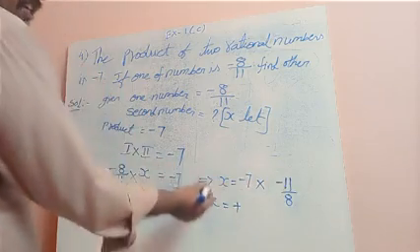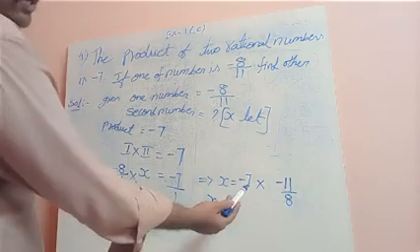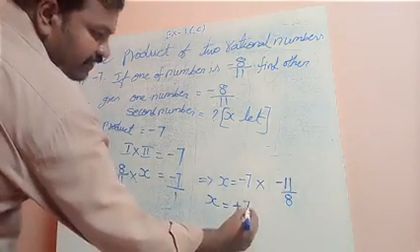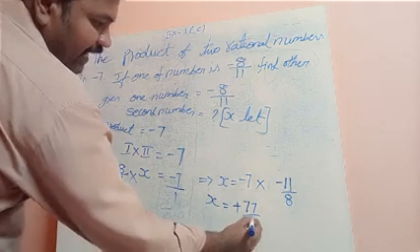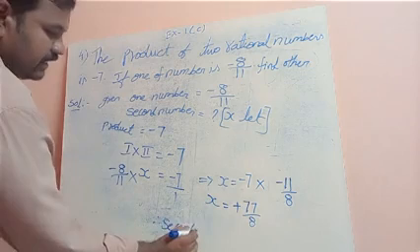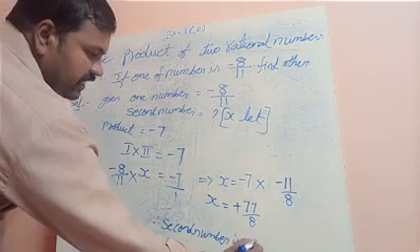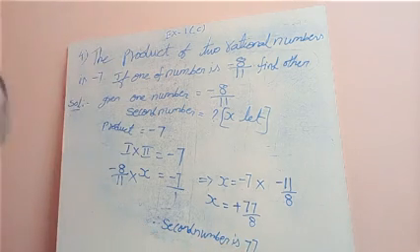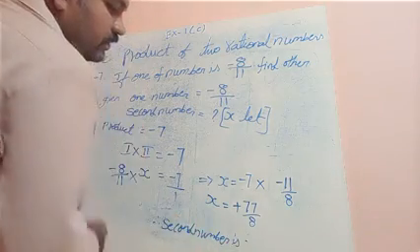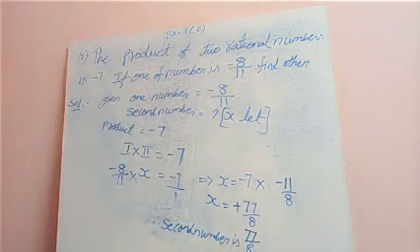That is x equal to minus minus is plus. There is no cancellation for this sum. Minus into minus is plus. There is no cancellation, so 7 into 11 is 77 by 8. Therefore, the second number is 77 by 8. This is the answer for this sum.